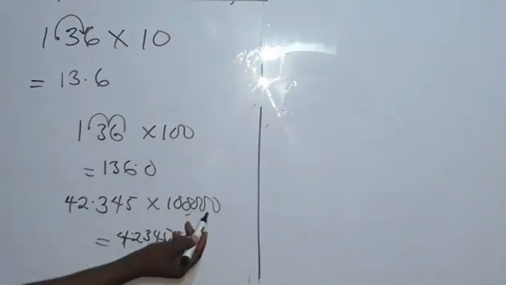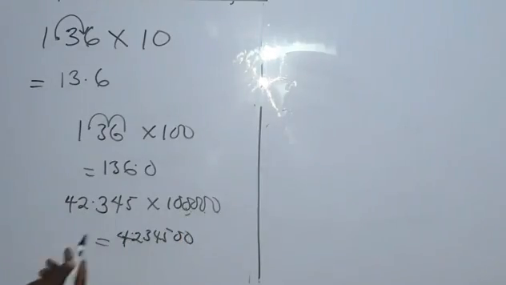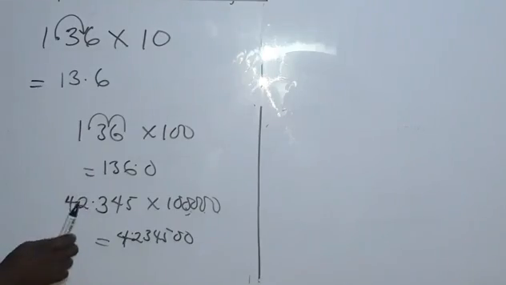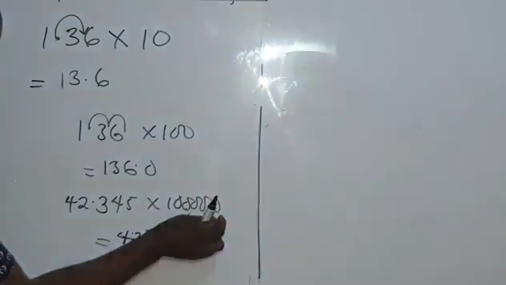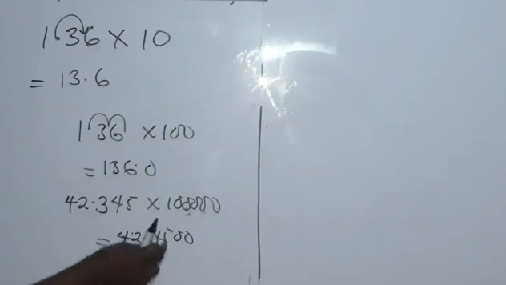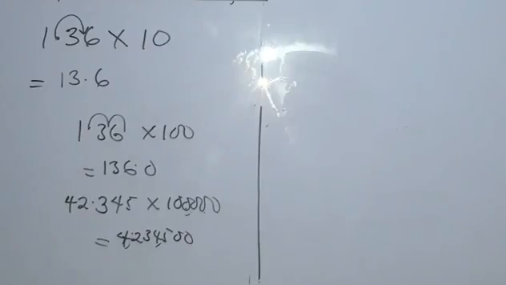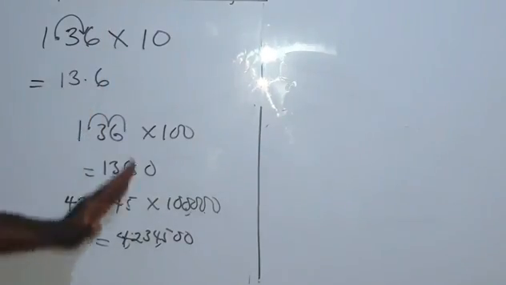Let's do it again. We have 1, 2, 3, 4, 5. And after the decimal point, we have how many digits? 1, 2, 3. So that covers the first 3. So it remains how many zeros? And we don't have any other digits. You just add zeros to it. So this will change the value to be 4,234,500. You can see.